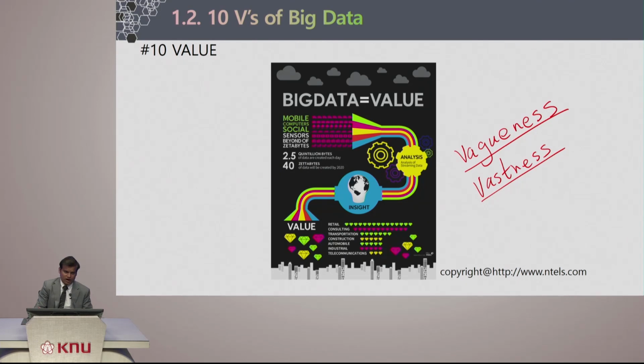Okay, there are many more similar V's that are available. As I told you, there are hundreds of V's that we have these days. To talk about a few more V's, one is called visibility.